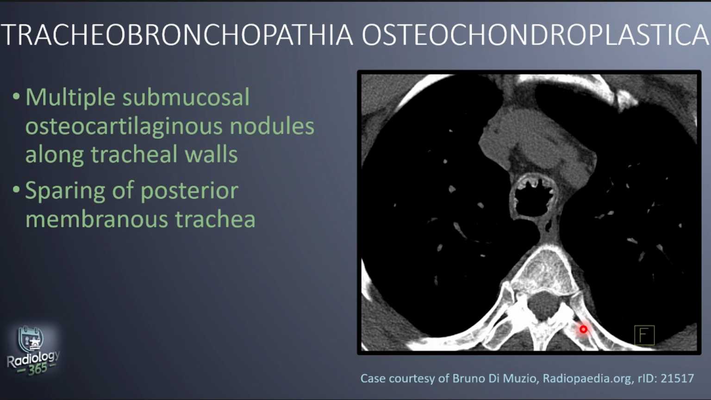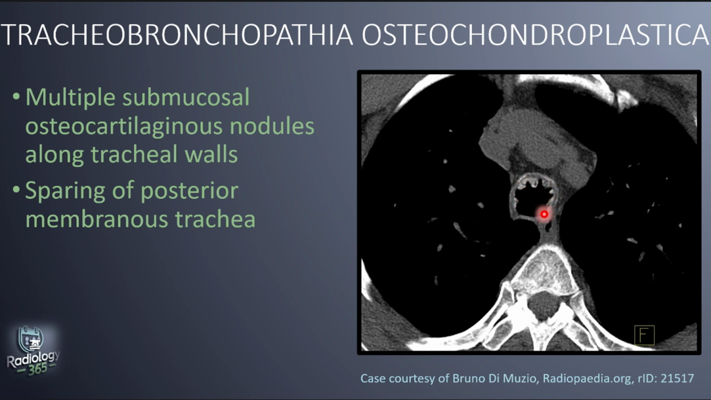Tracheobronchopathia osteochondroplastica. This is a benign condition of multiple submucosal osteocartilaginous nodules. Osteo means bone, cartilaginous means cartilage. So you have nodules that are of osteocartilaginous component in the submucosal region, and they are usually along the tracheal walls. And these appear as coarse calcifications with sparing of the posterior membranous trachea. Just like in relapsing polychondritis, this one also spares the posterior membranous trachea because there is no cartilage in that area.